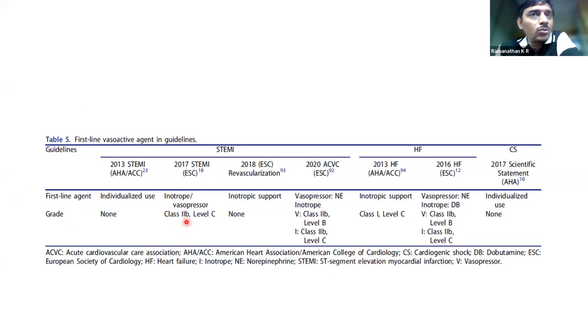Of course, they all recommend inotropes or vasopressors with the corresponding grade on the certainty of evidence. All societies agree that inotropic support or vasopressor use definitely has a role in the management of cardiogenic shock. However, all societal guidelines would eventually boil this down to an individualized use. And I'm sure, as hospitals taking care of patients in cardiogenic shock, you all will have your own institutional protocols as to what agent you're going to start in your patient.